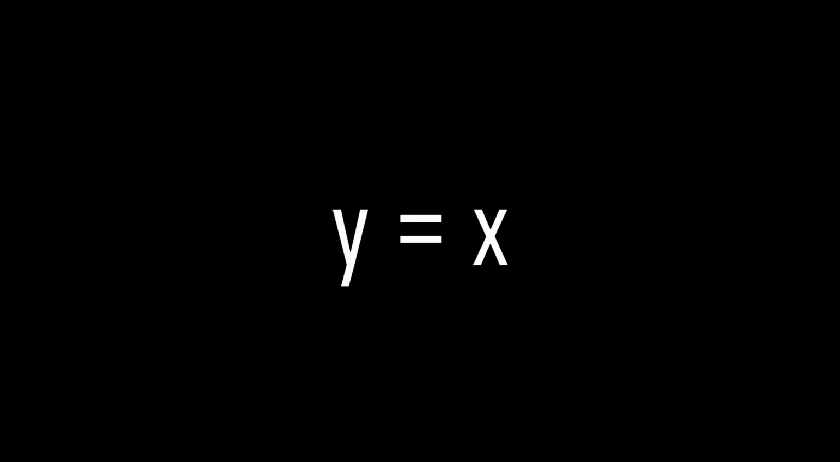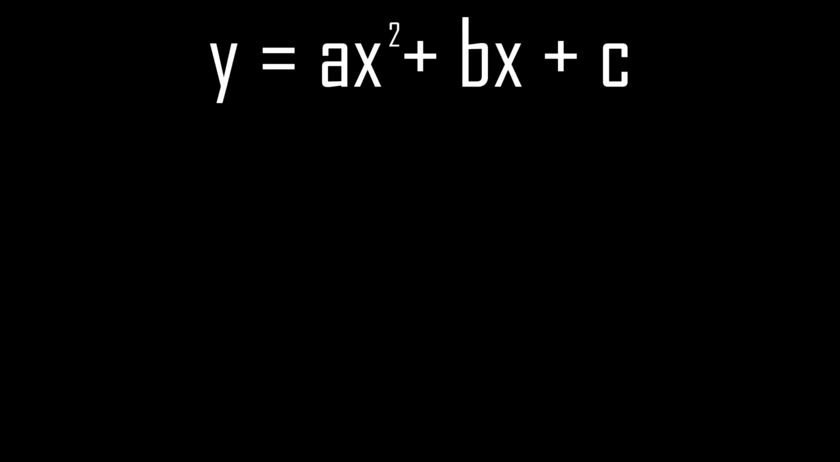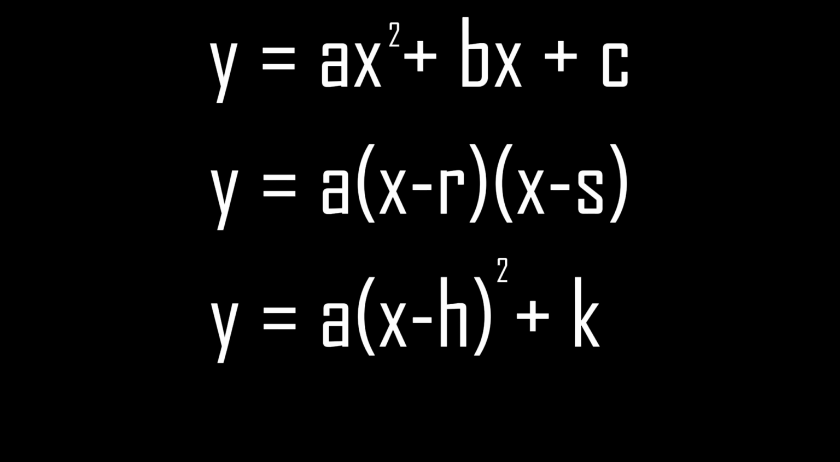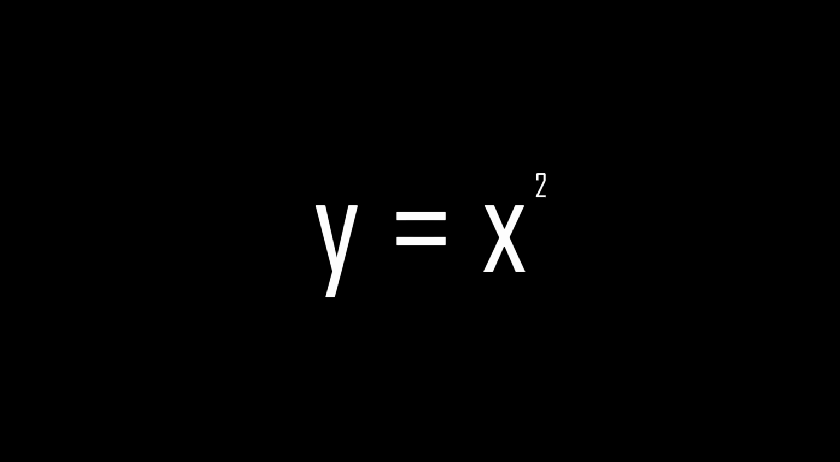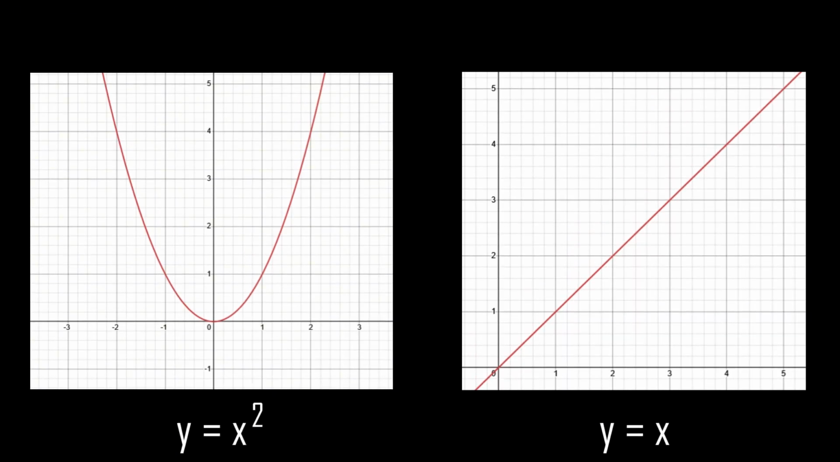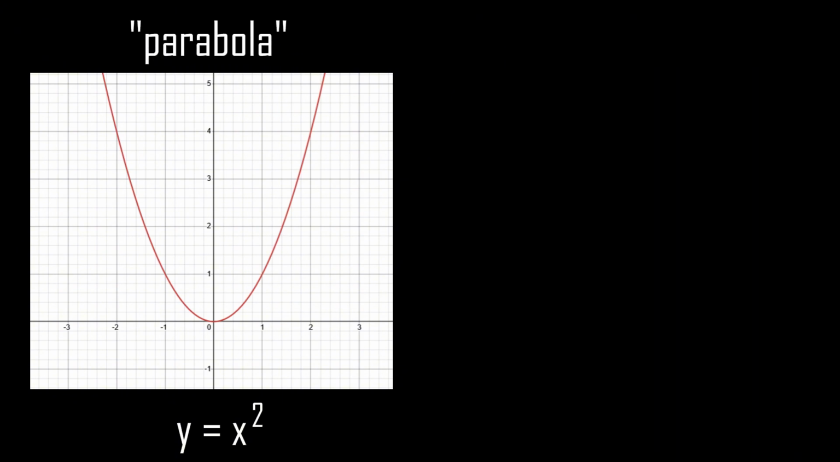Quadratics are equations that have x squared in them. They have three forms: standard form, factored form, and vertex form. Let's examine its most basic form, y equals x squared. This is in its standard form. We can see that the graph is curved, which is much different compared to what linear equations are. This curve is called a parabola. Still, it follows the same principle of how y is equal to whatever x is, that being squared.